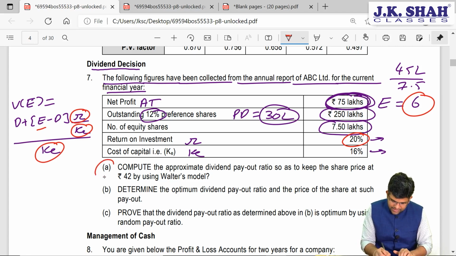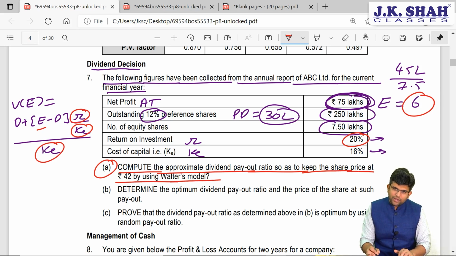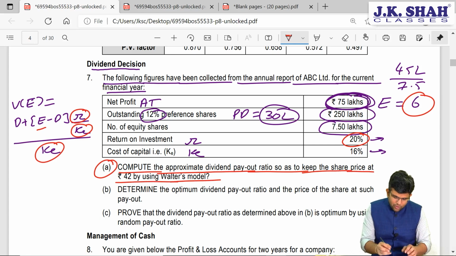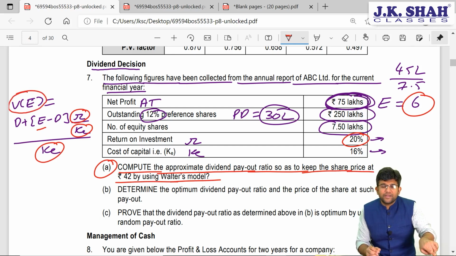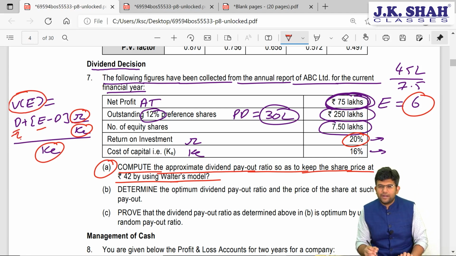So what they are saying is, compute the approximate dividend payout ratio so as to keep the share price at 42 by using Walter's model. Now in this question, it is a reverse question. As I told you, they have given you the value of equity. They are saying we want 42 rupees as the value of equity. You find out the dividend. Everybody clear?